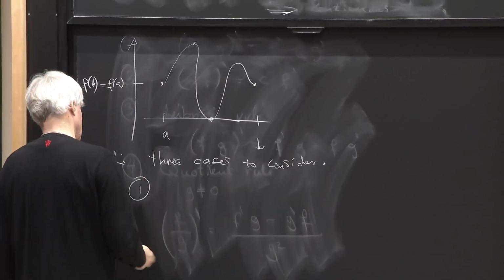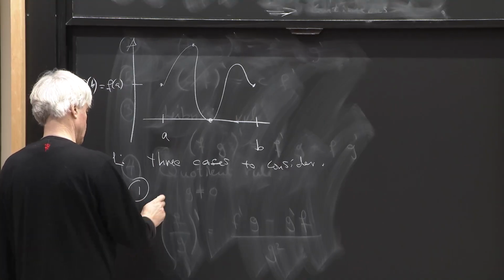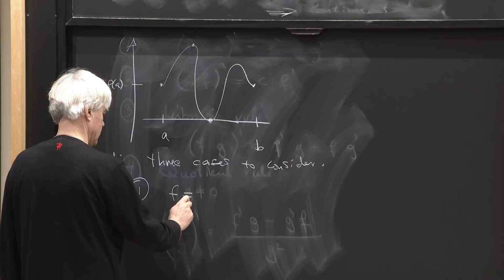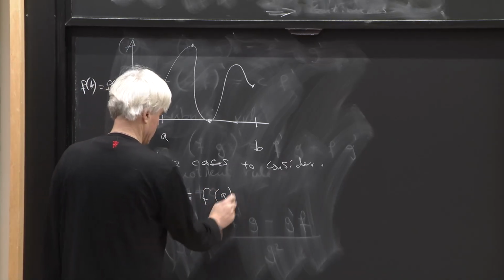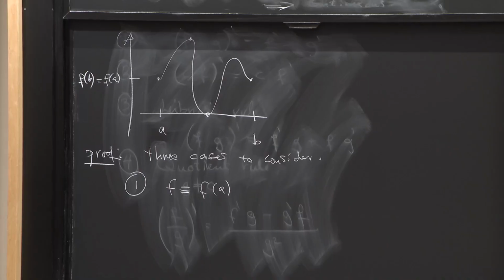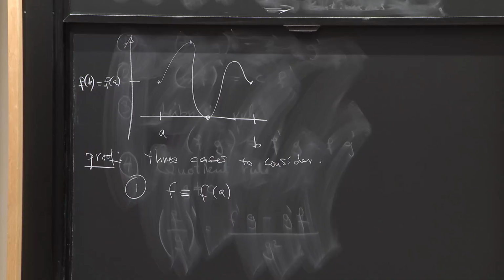One is, I mean, you don't really have to divide it up by this, but let me divide it up into these 3 cases. One is that the function here is constant. It's everywhere equal to the same. Well, if the function is constant, then the derivative is 0. We have already proven that.